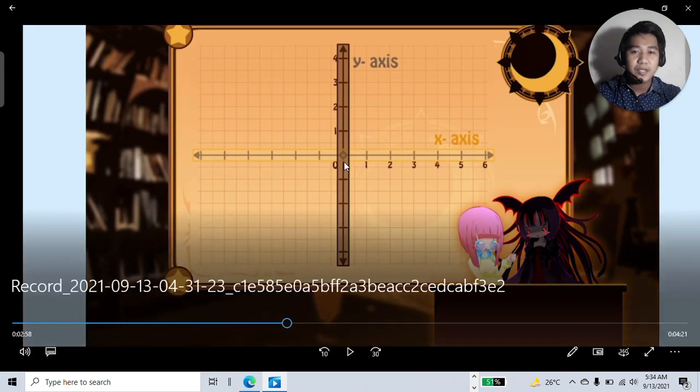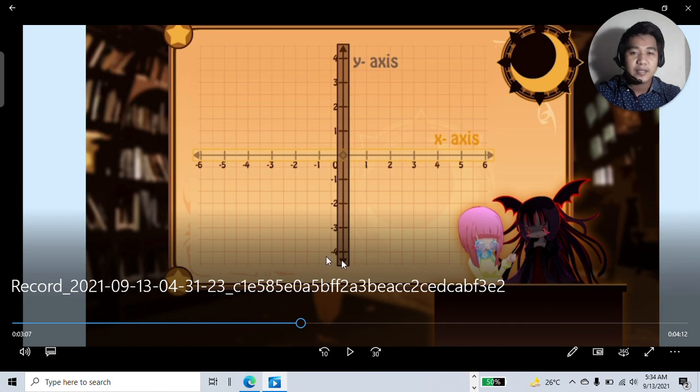Above 0 we have 1, 2, 3, 4, and so on, having these arrowheads, meaning we will continue writing the numbers 5, 6, 7, 8, and so on. Also to the right of 0, we have 1, 2, 3, 4, 5, 6, and so on, all positive integers. To the left and below 0, we have negative 1, negative 2, negative 3, negative 4, negative 5, negative 6, and below 0, negative 1, negative 2, negative 3, negative 4.